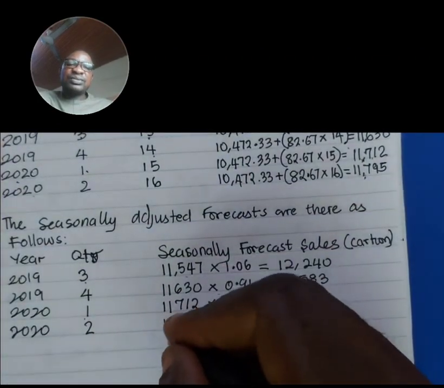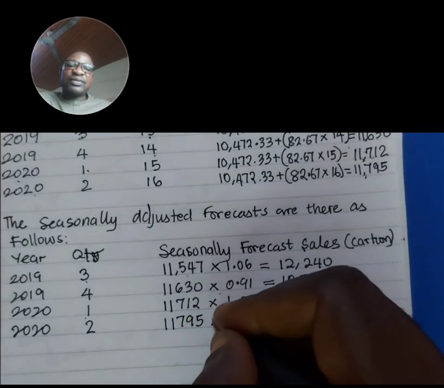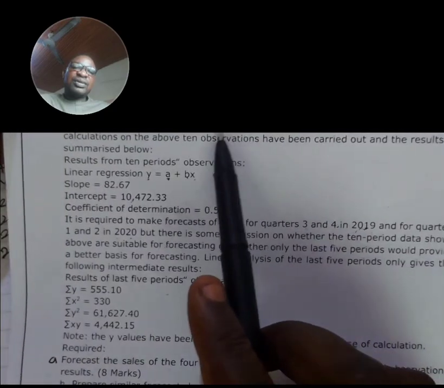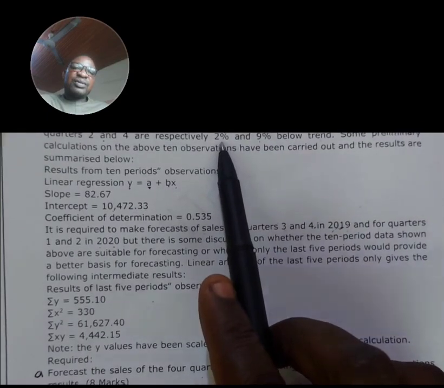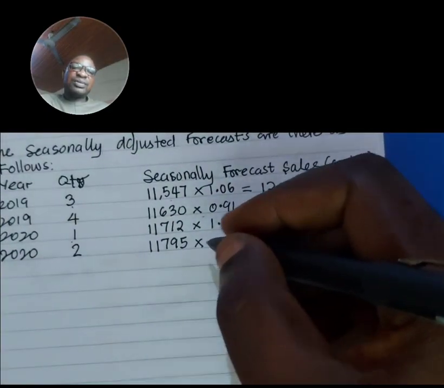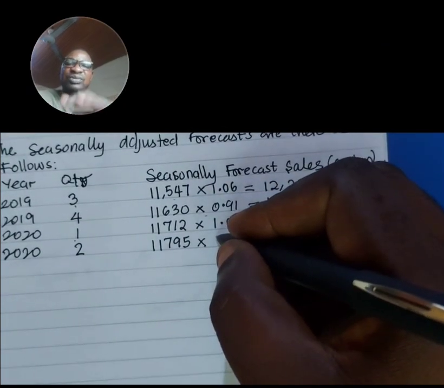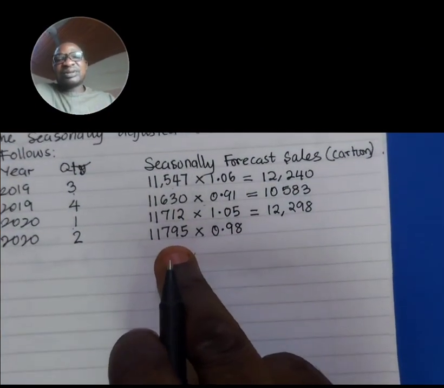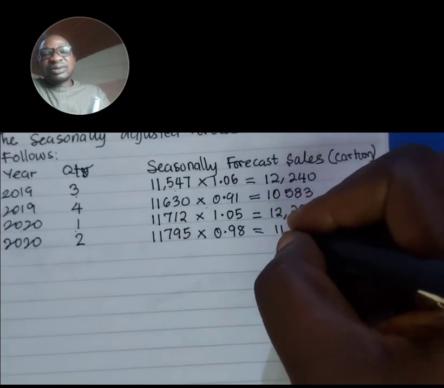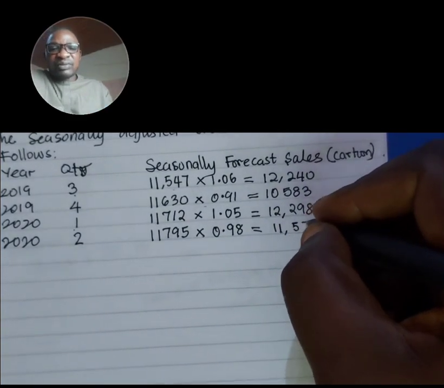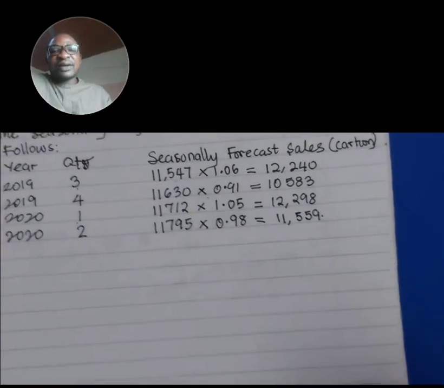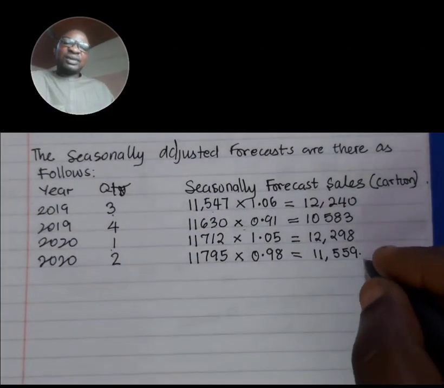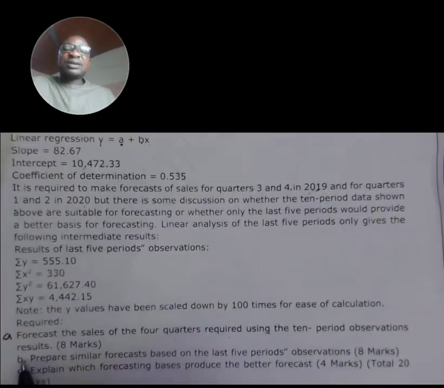Then lastly, for 2020 quarter 2, the trend is 11,795. Then you multiply. For quarter 2, it is to be reduced, that's below the trend by 2%. So you say 100 minus 2, which will give you 0.98. So you are reducing this by 2%, and the answer is 11,559.